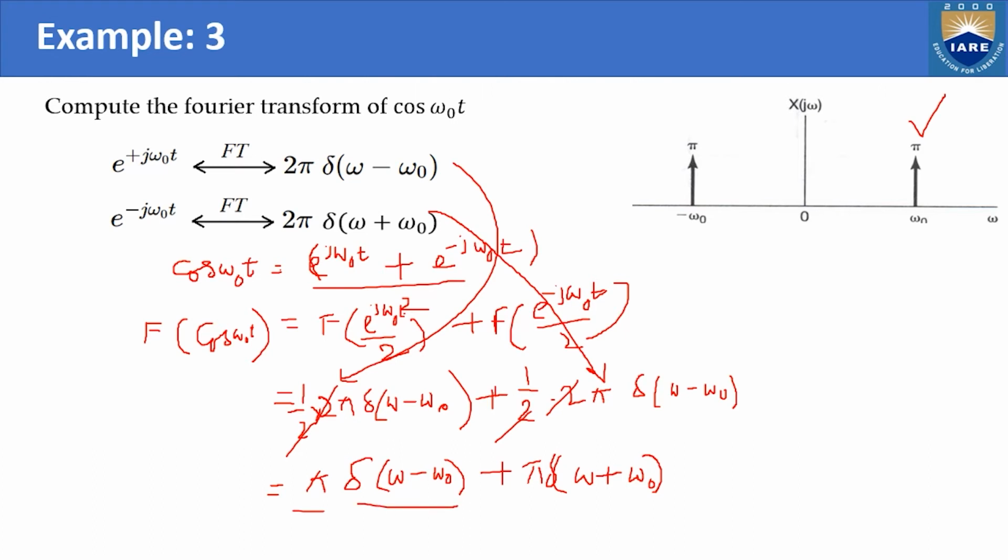Similarly, this is the second delta function with amplitude pi, and location omega equal to minus omega naught. So I have two delta functions for cos omega t.